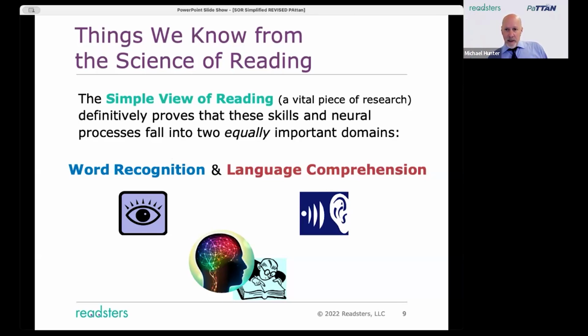And so when we think about reading instruction, this becomes important because we have to think about which of these domains are we trying to develop? What are the skills that are within these domains? And we're going to talk about that. And where are we within the logical sequence of developing those skills and pathways in the brain?